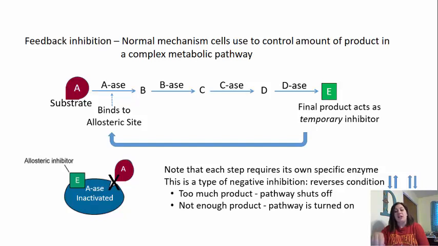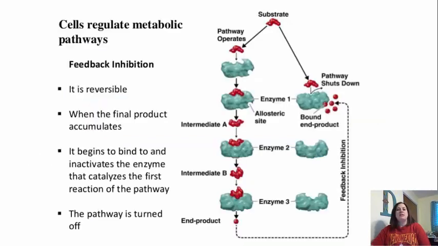So note that each step requires its own specific enzyme. So this is a type of negative inhibition. However, it is a reverse condition. We can turn it off. So too much product, the pathway gets shut off, and not enough product, the pathway gets turned back on. All right, so we can reverse this and go back and forth. So this is going to show you again how this works, where the cells can regulate their metabolic pathways.